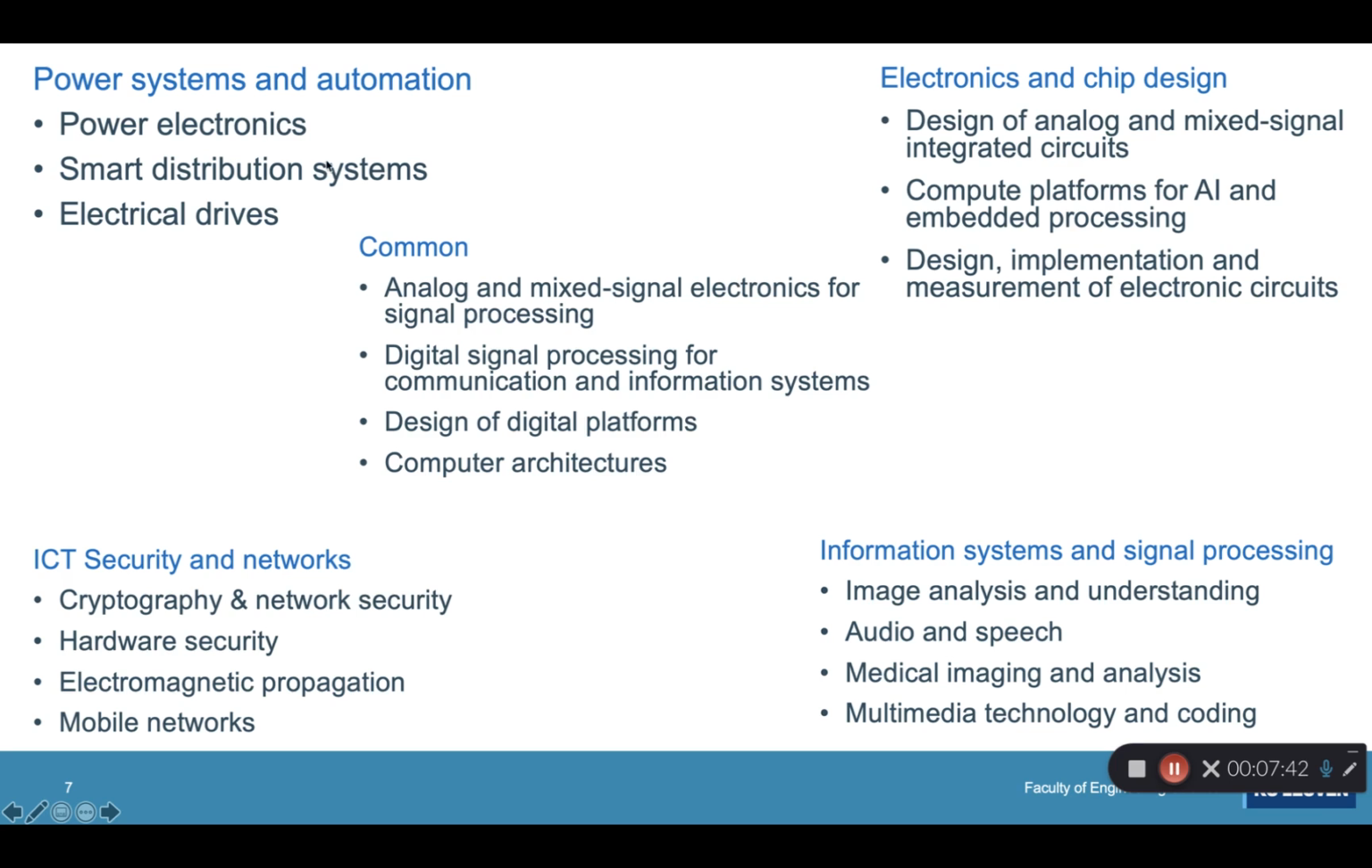The power and automation option: you have of course power electronics and smart distribution systems, electrical drives. In the electronics and chip design option, you learn more about integrated design of integrated circuits, about platforms for AI and embedded processing, and design, implementation and measurement of electronic circuits. In the option ICT security and networks, you get courses on cryptography and network security, hardware security, but also electromagnetic propagation and mobile networks. And in the option on information systems and signal processing, you get courses like image analysis and understanding, audio and speech, medical imaging analysis, and multimedia technology and coding.